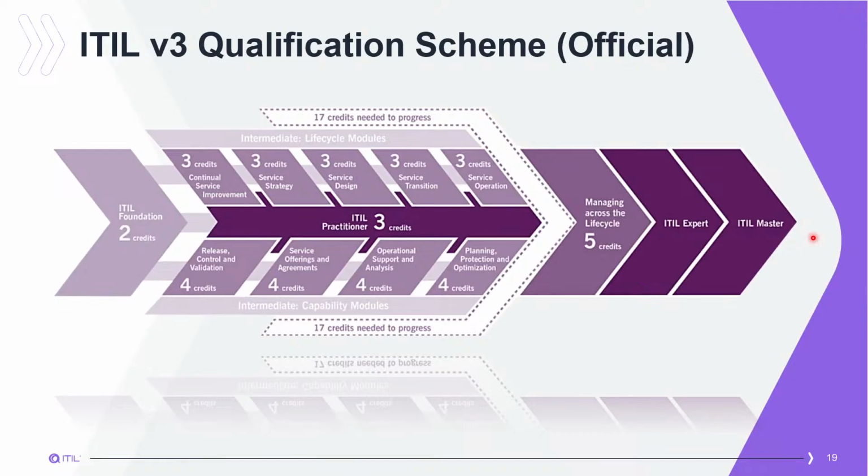Let's see the first one. So we start from the past. ITIL version 3, you can see here, is a very old scheme of how we started. There were some points, credits, 2 and 3 credits for it. And finally, the Managing Across the Lifecycle exam. It was a very hard exam, but if you passed it you received the ITIL Expert. And of course the ITIL Master.